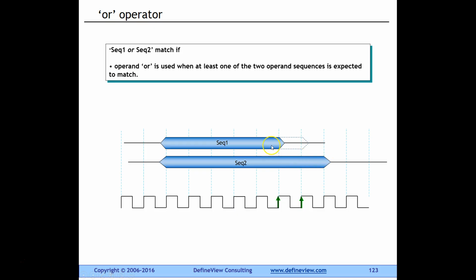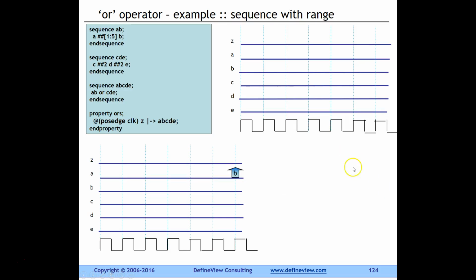In the AND operator, obviously, if sequence 1 matches, it's true, we will continue to look for sequence 2 to complete and be true because it's an AND. So let's look at some examples. It's exactly the same example as for AND, but here I'm using OR.